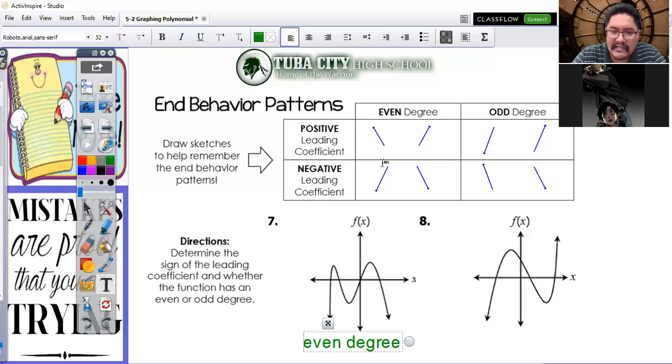Now, once we know that it is even, we need to find out whether it will be a positive or negative leading coefficient. And that's where this chart helps us out. So we know it's an even degree, so it's got to be one of these. Does it come from the top and leave to the top? Or does it come from the bottom and leave from the bottom? In this case here, it comes from the bottom and leaves to the bottom. So it opens downwards like a parabola.